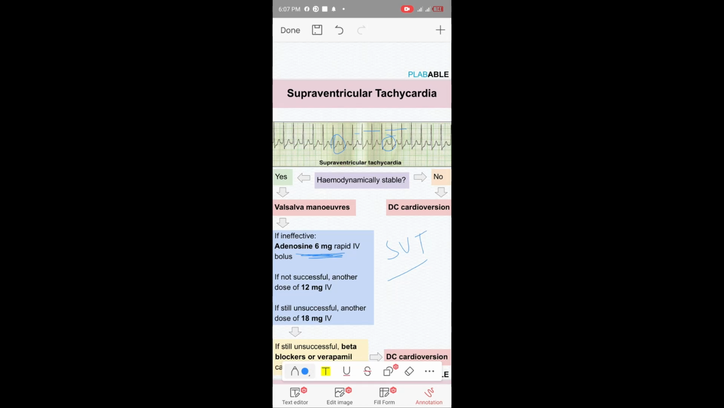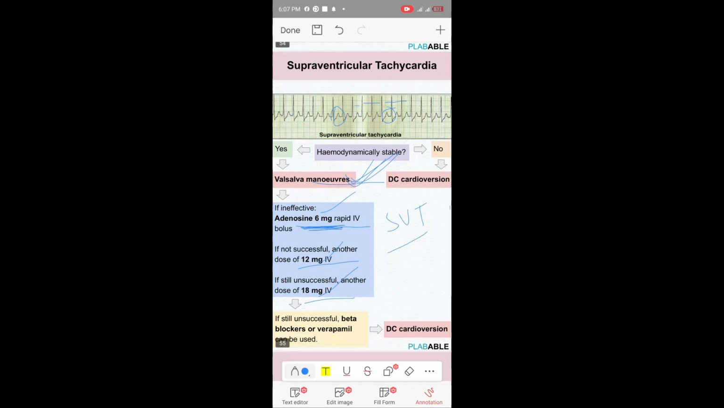Okay, so first of all, vagal maneuvers. Don't go for anything else. No adenosine before the vagal maneuvers. First vagal maneuvers, then go for adenosine 6 mg IV rapidly, then 12, and then 18. Previously, it was 6, 12, 12, so you need not confuse yourself. Now it is 6, 12, 18.